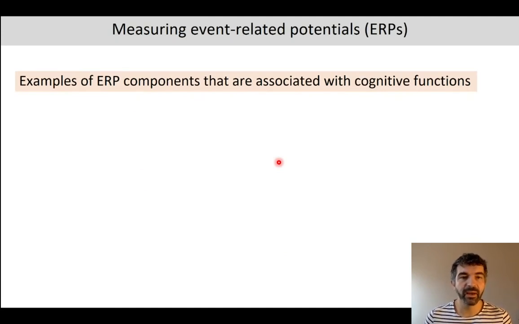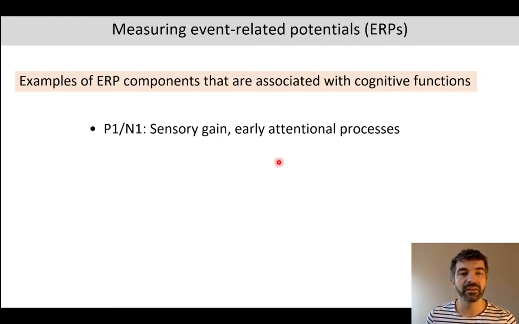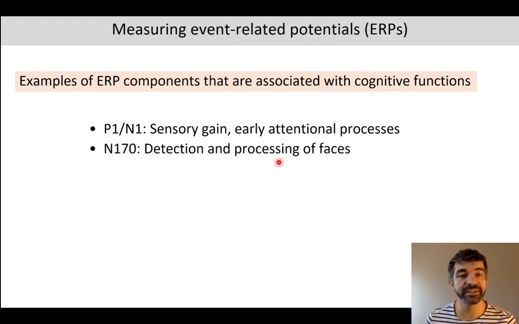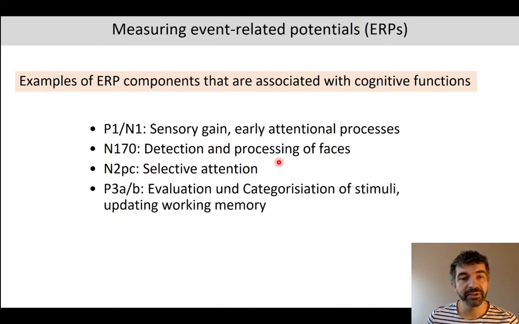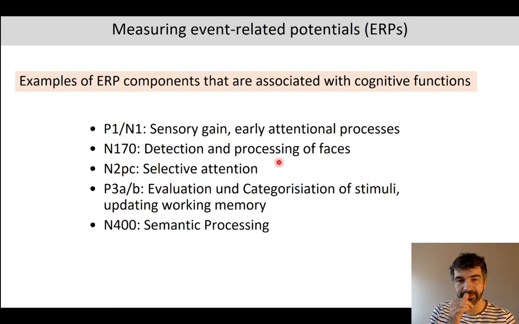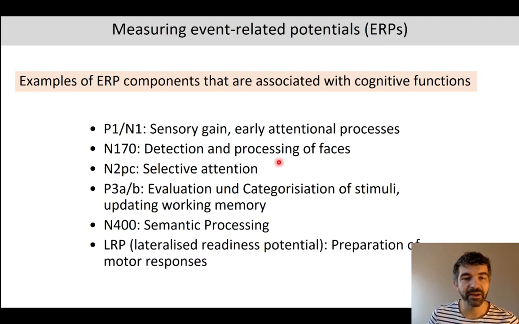So here are a few examples of ERP components that are associated with certain cognitive functions. The P1 and N1 are related to sensory gain and early attentional processes. The N170 to the detection and processing of faces. N2pc is a lateralized component related to attention. We will go into detail about that later. P3 is related to the evaluation and categorization of stimuli. The N400 is related to semantic processing, and the LRP to the preparation of motor responses.